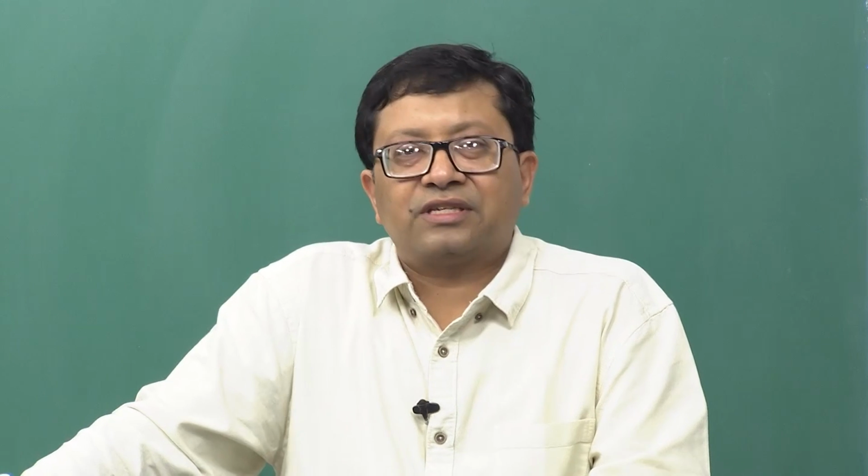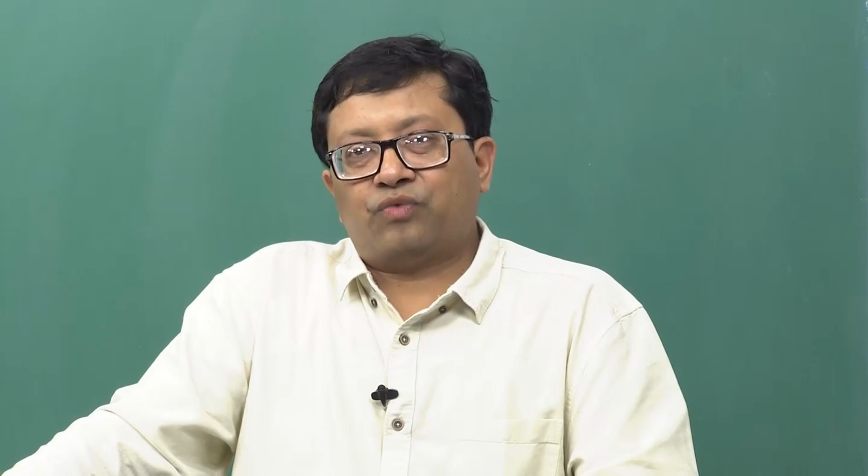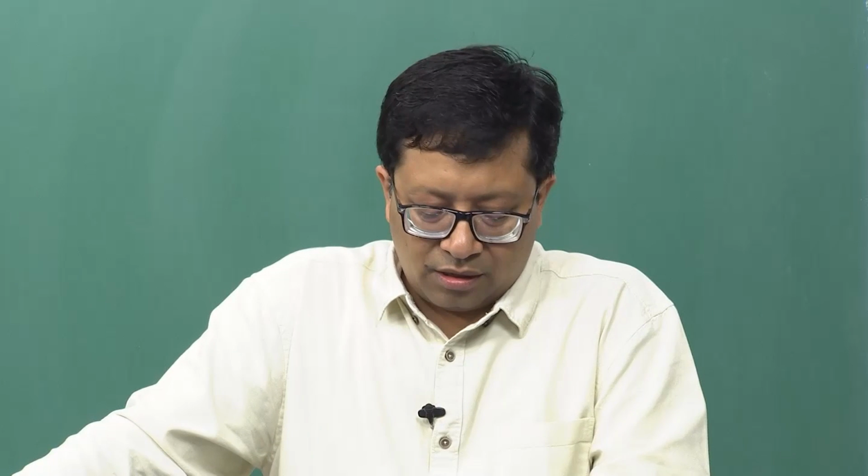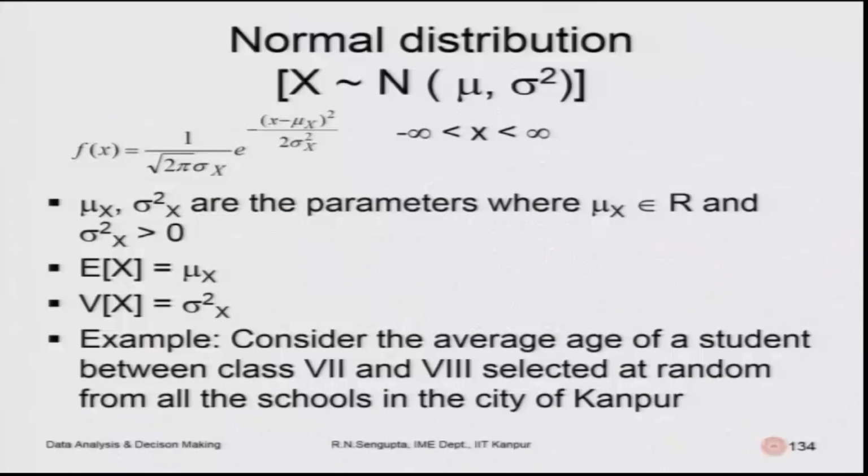I have given a suffix x to denote that the random variable is x. So, if the random variable is y, it will be denoted by mu suffix y. Variance is given by sigma square. An example: consider the average age of students between class 7 and 8, selected at random from all the schools in the city of Kanpur, and you want to find out the average age of the students. Normal distribution is utilized correspondingly in many such cases.